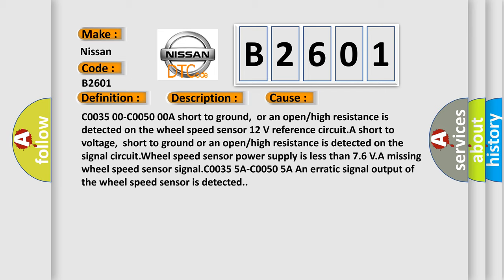A short to ground, or an open or high resistance is detected on the wheel speed sensor 12 volts reference circuit. A short to voltage, short to ground, or an open or high resistance is detected on the signal circuit. Wheel speed sensor power supply is less than 7.6 volts. Missing wheel speed sensor signal. An erratic signal output of the wheel speed sensor is detected.